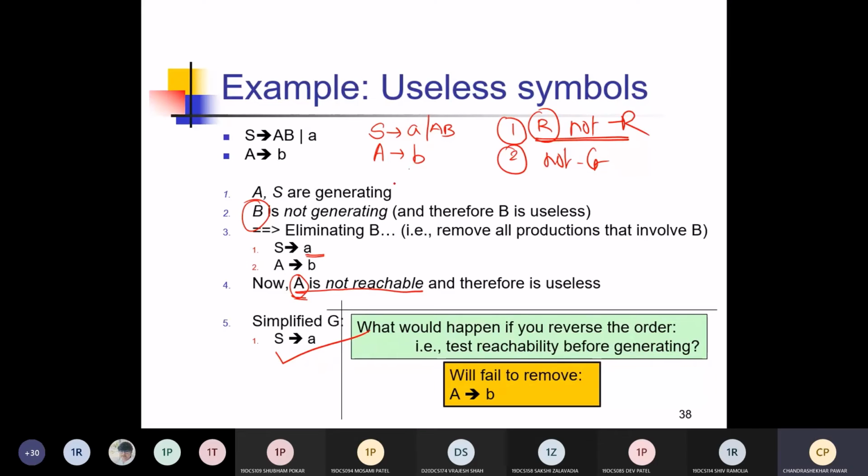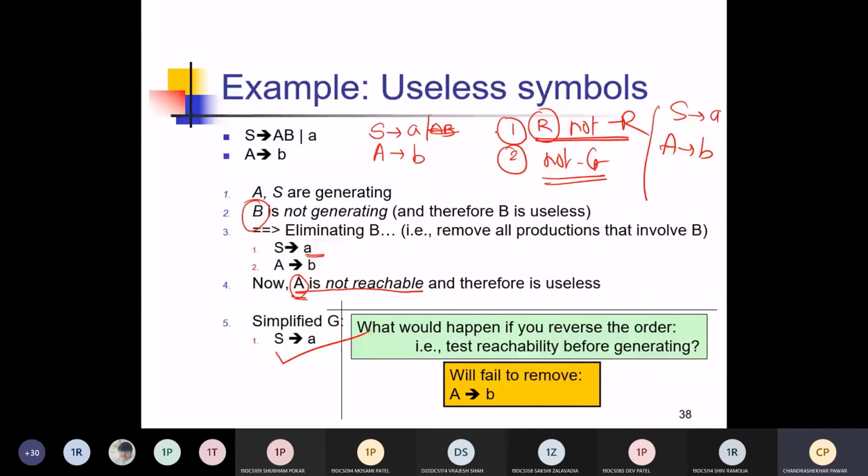Then this production is eliminated, AB, because B is not reachable. Then what is the remaining thing? That is S produces A and A produces small b, that is a terminal b. So now we have to check for not generating.